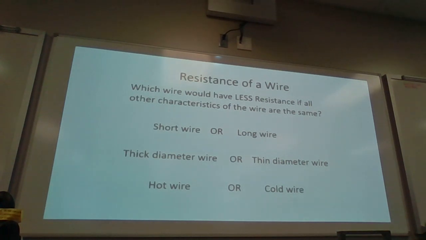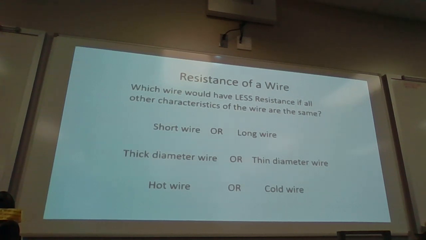Short. Is everybody okay with that? Like if you had to have an extension cord, and a short one and a long one would both be able to plug in the thing you're trying to plug in, which one should you use? Nope. You want to use the short. Okay, it has less resistance.